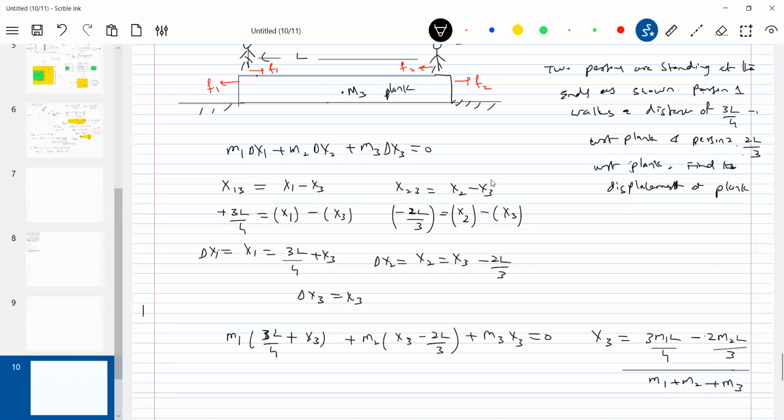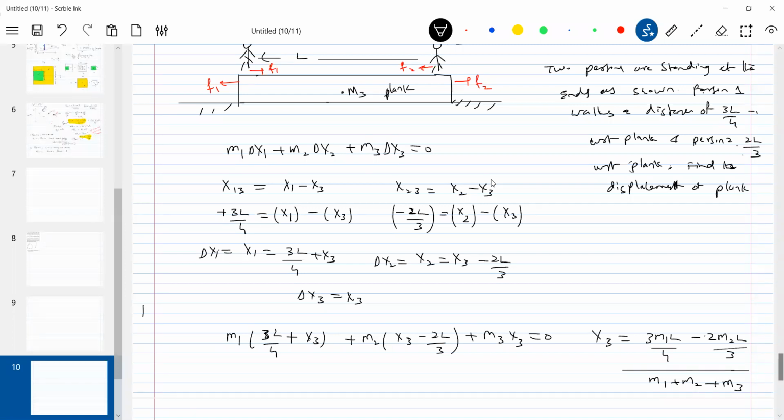It all depends now on the M1 and M2 relationship also, in what direction the plank will shift. 3 by 4 is 0.75, 2 by 3 is 0.67. So again the M1, M2 will determine now. So what should be the ratio of M1 and M2 so that the plank should not shift? I think you can bring that ratio here now.